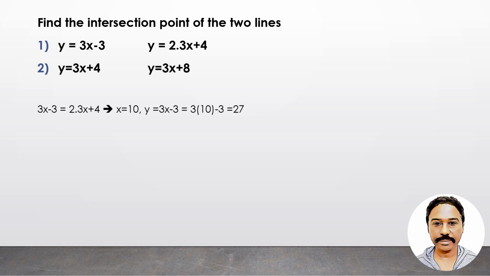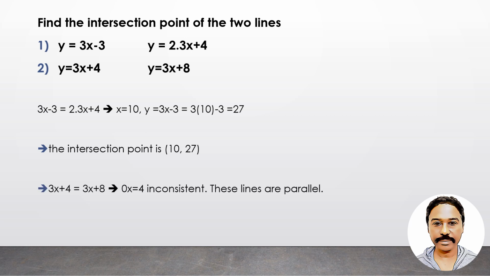So the point of intersection between these two lines is the point where x is equal to 10 and y is equal to 27. So we state that this way by saying this is the intersection point. The intersection point is 10 and 27.